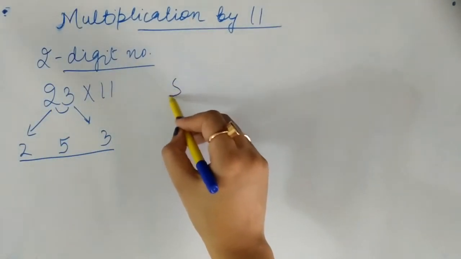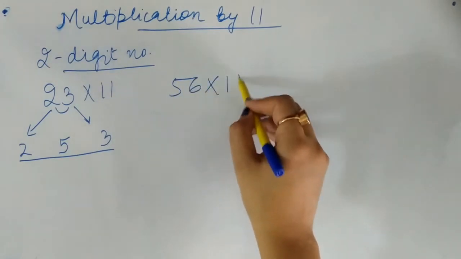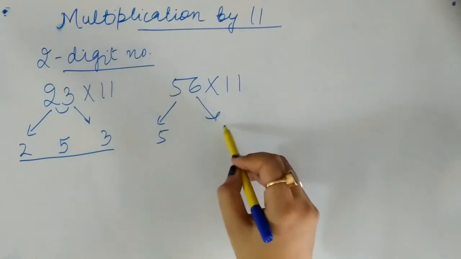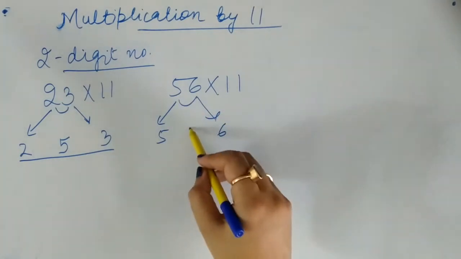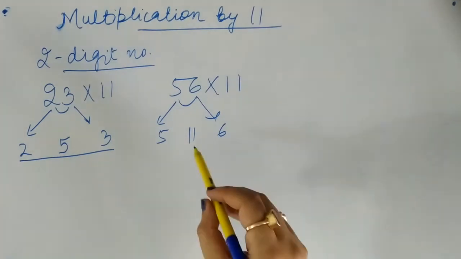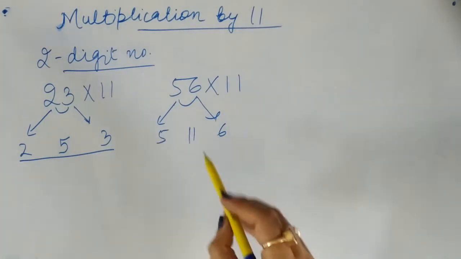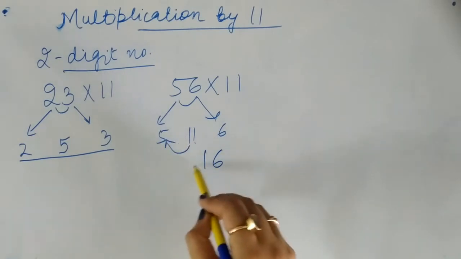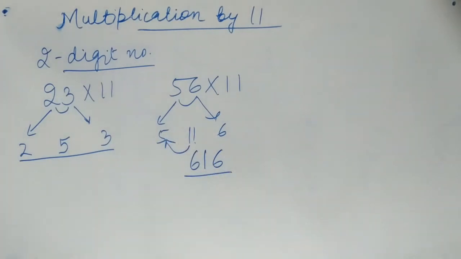Let's take another example. Say we have 56 multiplied by 11. So again 5 here, 6 here, and then adding these, it will give you 11. Here we cannot have 2 digits, so we have to give this 1 to 5. So 6, then 1, and this 1 added to 5 makes it 6. 616 will be the answer.